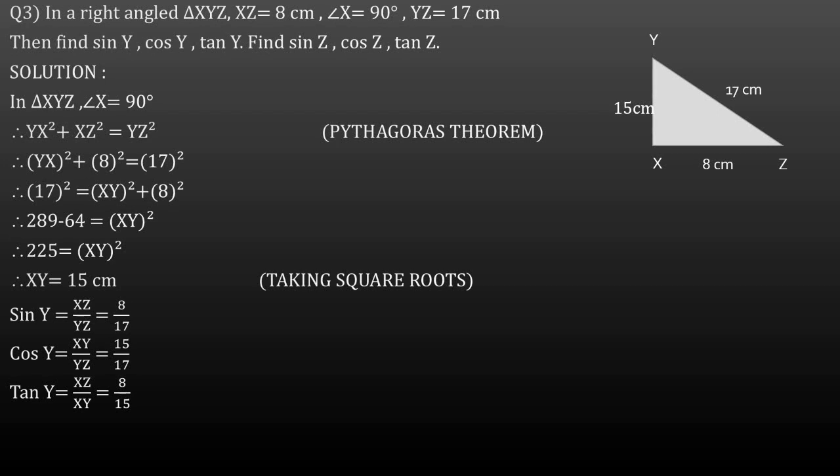Now let us find the trigonometric ratios of angle z. Let us begin with sin z. We get sin z is equals to XY upon YZ is equal to 15 upon 17. So therefore the value of sin z is 15 upon 17. Next is cos z is equals to XZ upon YZ. Value of XZ is 8 and the value of YZ is 17. So therefore we get cos z as 8 upon 17. Next is tan z. Tan z is equal to XY upon XZ. Now XY is 15 and XZ is 8. So we get tan z as 15 upon 8.